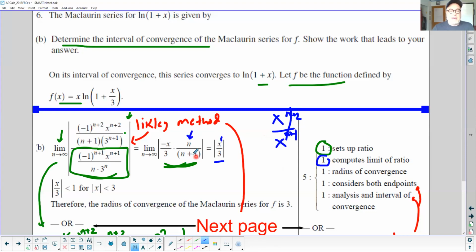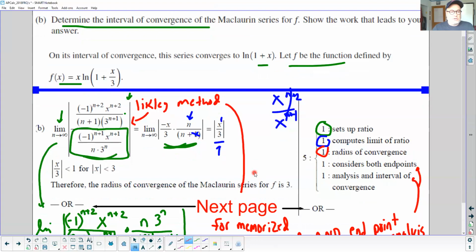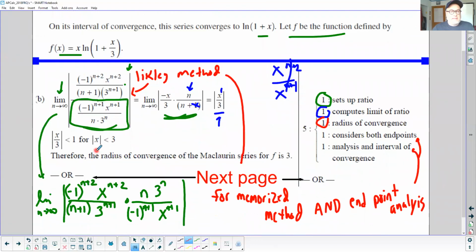By n behavior models, where 1 is irrelevant, the limit as n goes to infinity is n over n, which means it's just basically 1. So the limit of the ratio is right here. Radius of convergence is next. That's your third point. So the radius of convergence is going to be this.